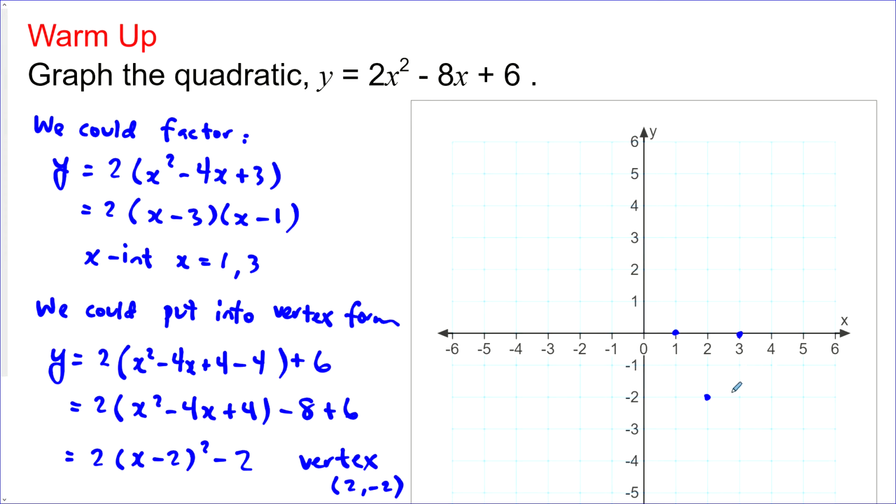Over 1, up 1. In this case, it goes over 1, up 2. Before it went over 2, up 4. And now it goes over 2, up 8. And of course it's symmetrical. So that's how our quadratic would look.